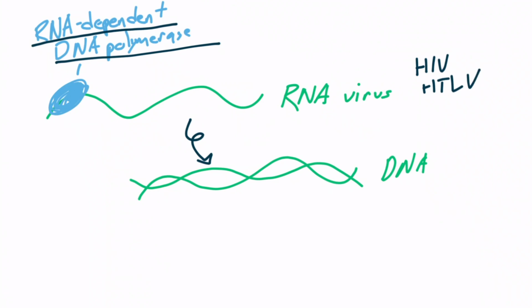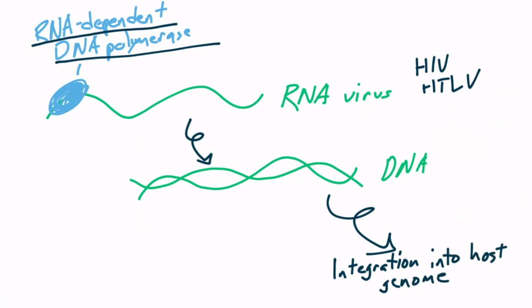And they need to convert things into DNA in order for their DNA to be integrated into the host genome. After all, our genome is DNA, not RNA. And then, of course, remember that hepatitis B also requires reverse transcriptase.